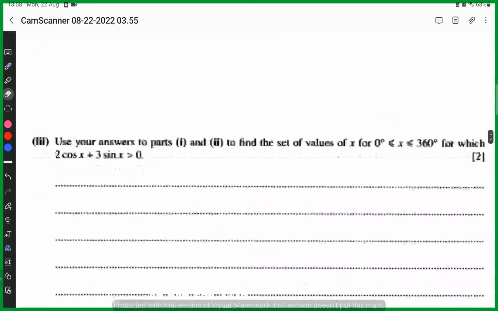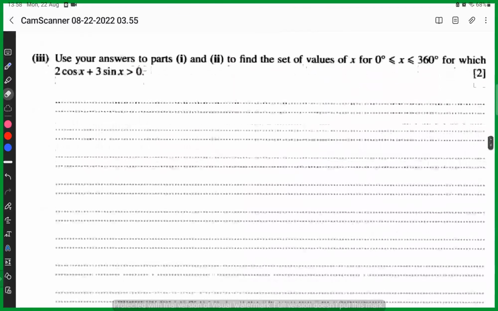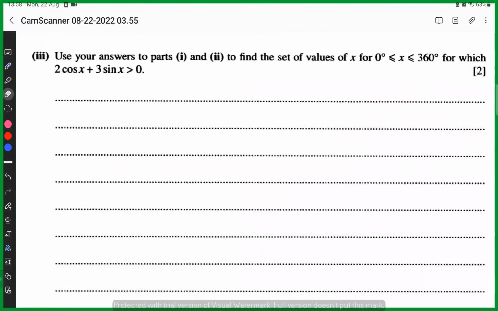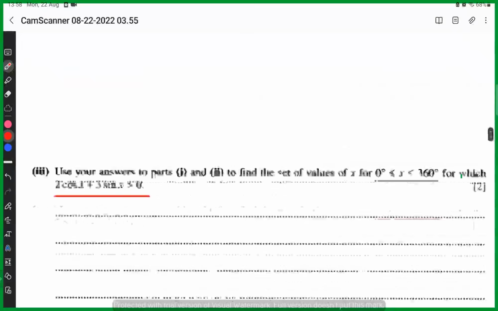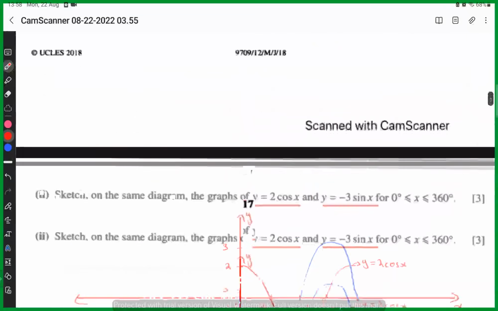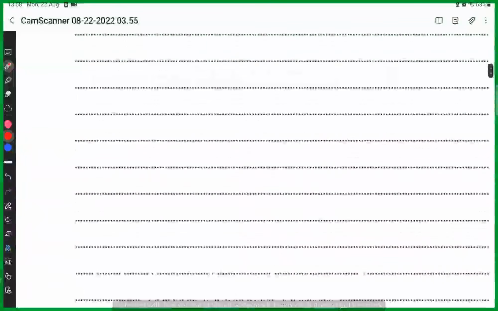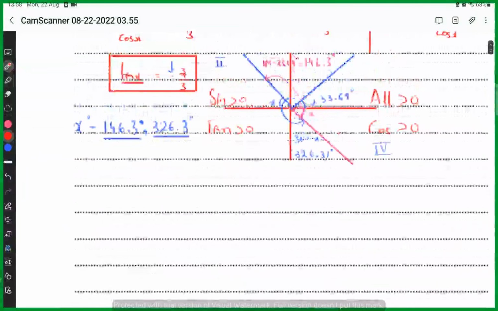All right, now it says, use your answers to part 1 and 2 to find the set of values of x for 0 to 360 degrees, for which this is greater than 0. So we need to use the first two parts. You can also do it directly, but we need to use the first two parts. When you do this, for the first part, we got x equals 146.3 and 326.3.